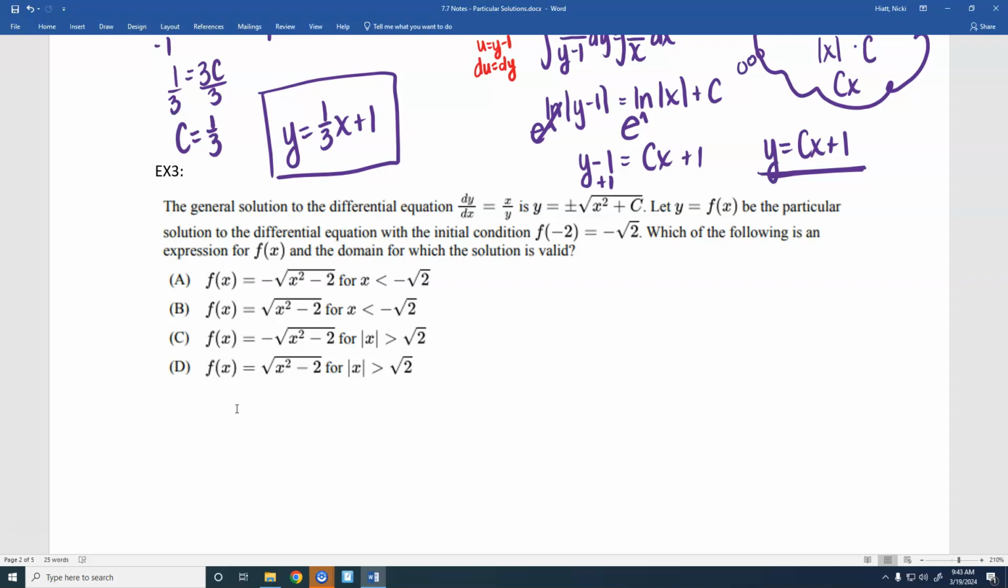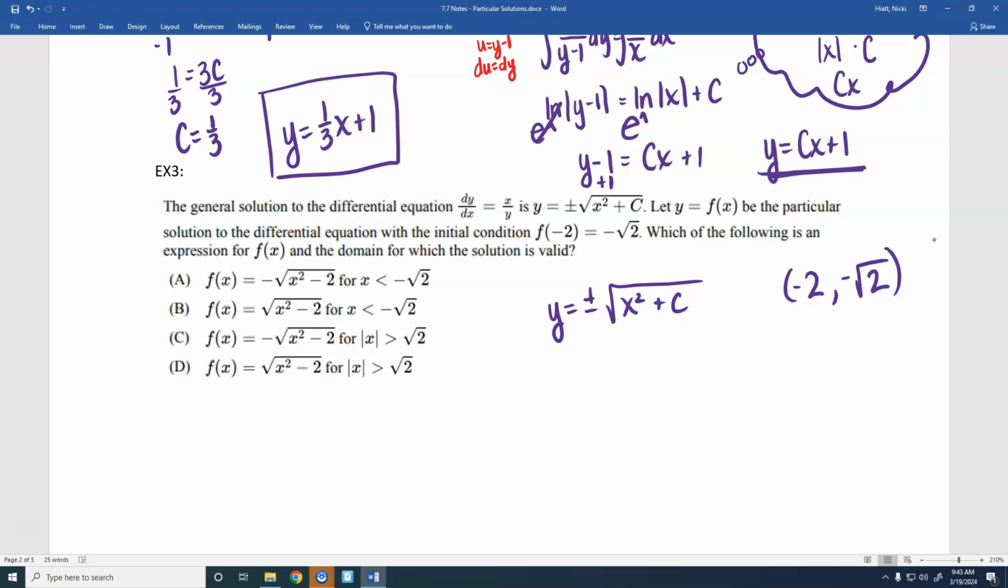Okay, so this one is not asking you to solve the differential equation. They've already given you the answer. The answer is y equals plus or minus square root of x squared plus c. Our particular solution is f of -2 equals negative square root of 2. Now, we can plug in and solve for c, but is that necessary in this particular problem?